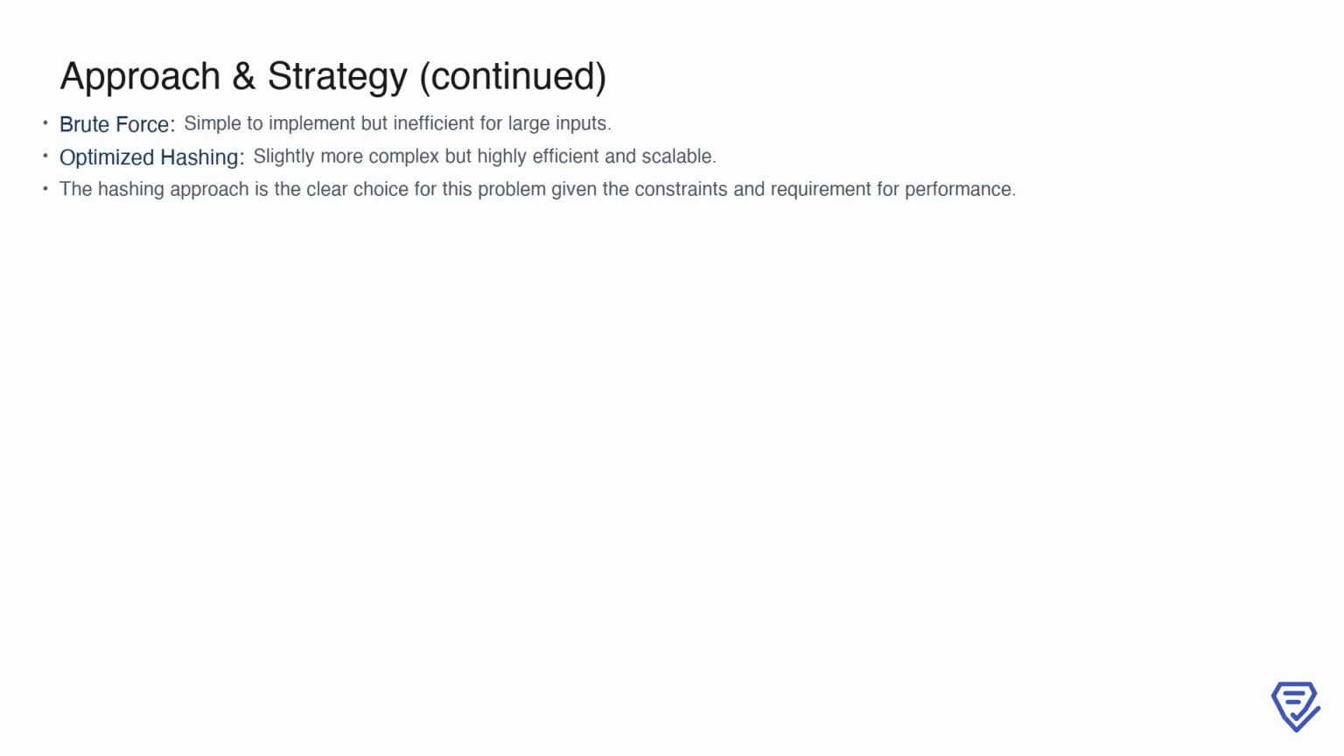When comparing the two approaches, the brute force method is simpler to implement but inefficient for large datasets due to its O(n²) time complexity. In contrast, the optimized hashing approach is slightly more complex but offers significant improvements in performance, especially for larger inputs. By reducing the runtime to O(n) and leveraging a hash map for constant time lookups and updates, this method is far more scalable and practical for the given constraints. The choice is clear: the hashing approach is the better solution for this problem. It balances efficiency, scalability, and simplicity, making it ideal for competitive programming and real-world applications where performance is critical.